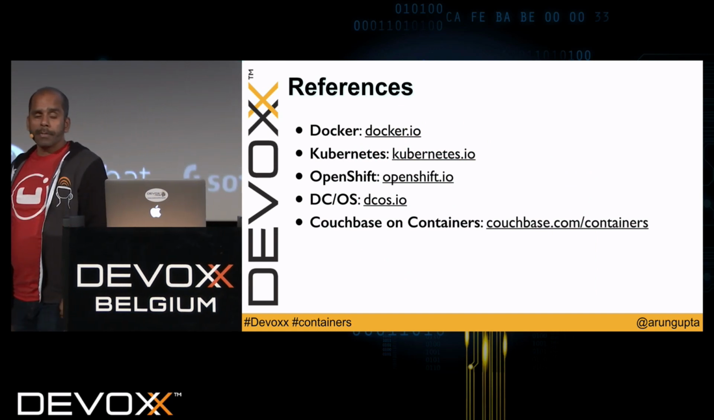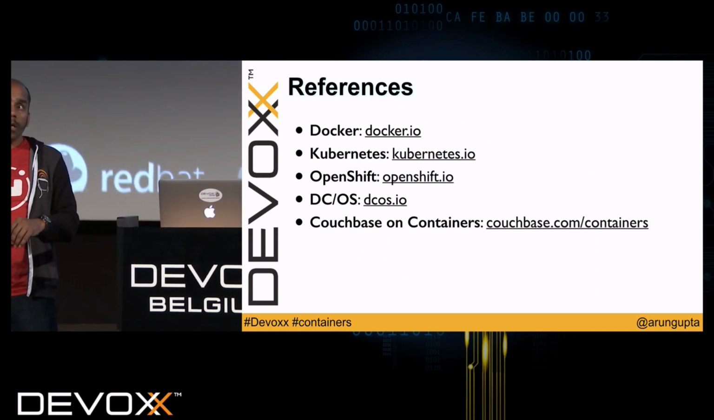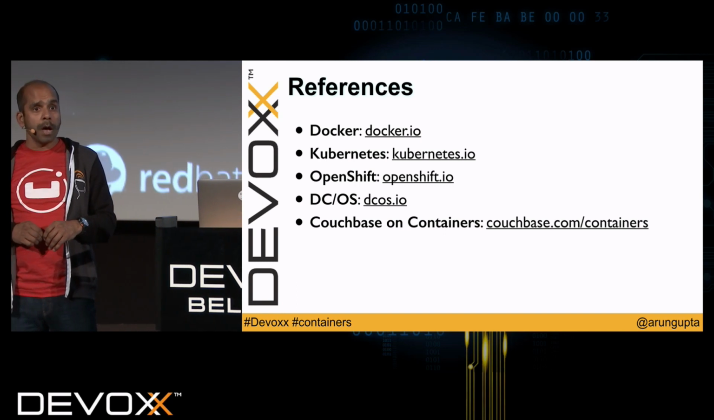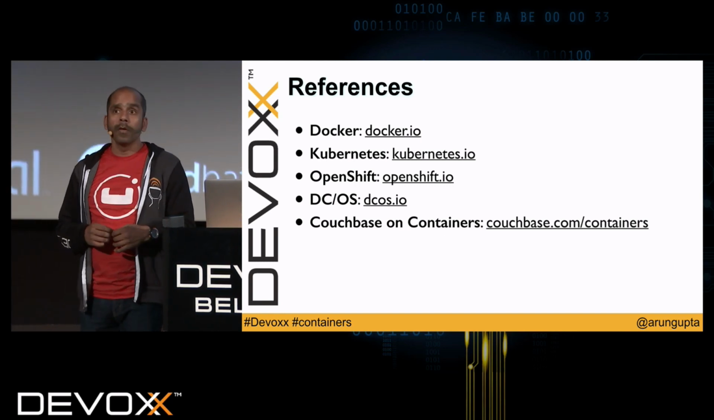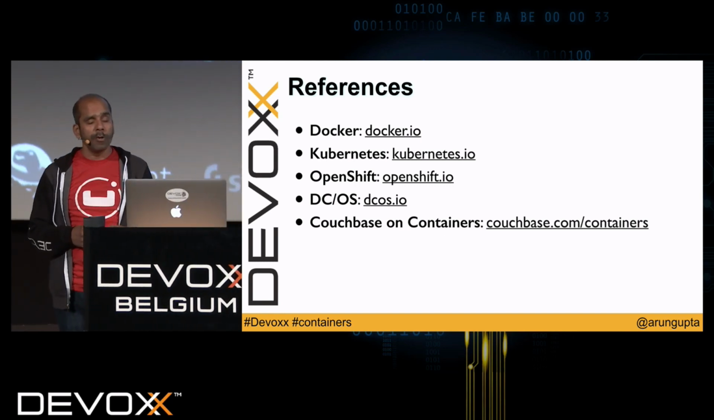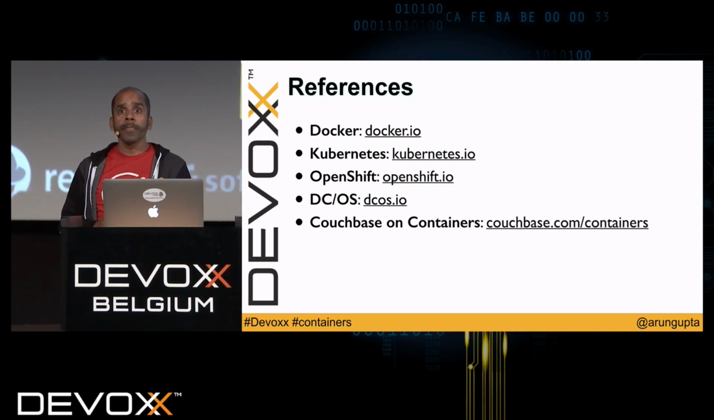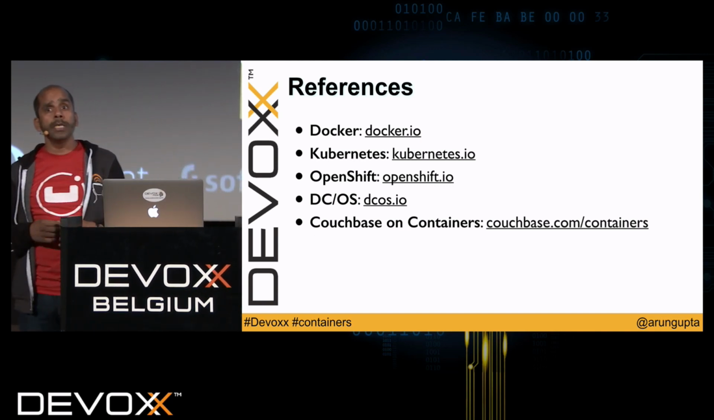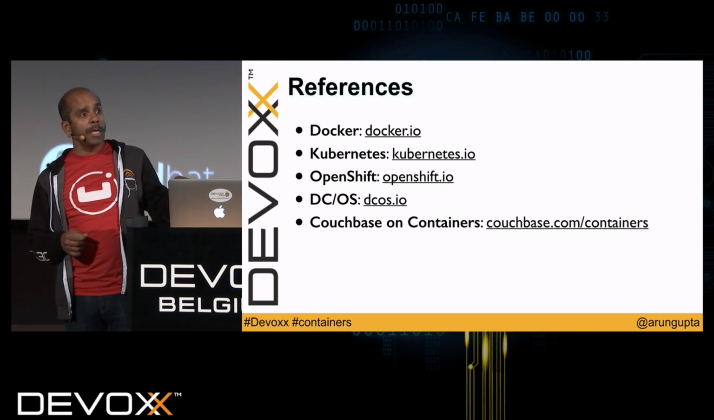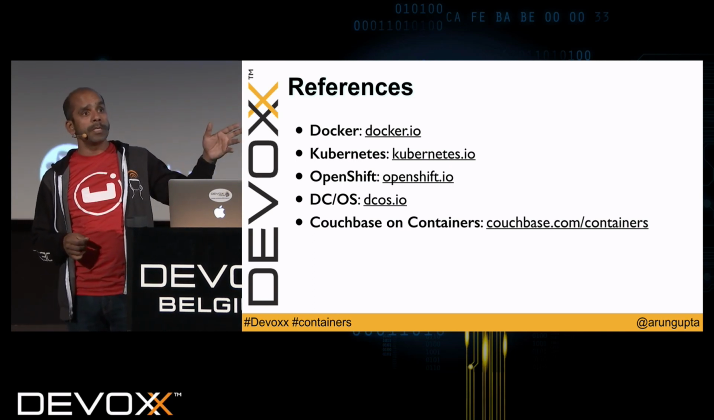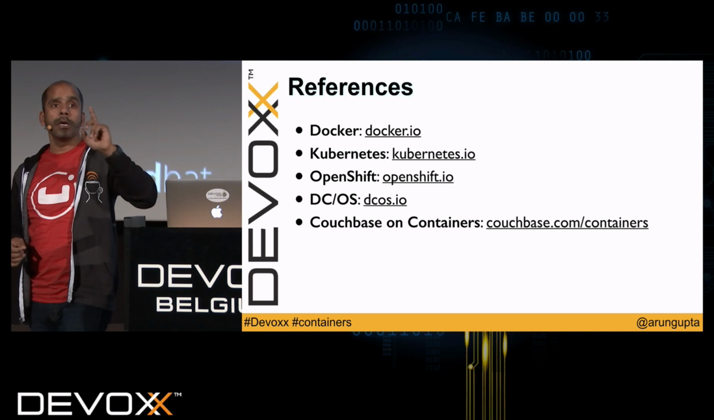Last but not least, these are some of the references. For anything Docker, it would be docker.io or docs.docker.com. For Kubernetes, OpenShift, and DC/OS, they have their corresponding sites. If you want to understand how to run Couchbase on a variety of containers, all of these recipes are linked from couchbase.containers. Well, let's not say all.